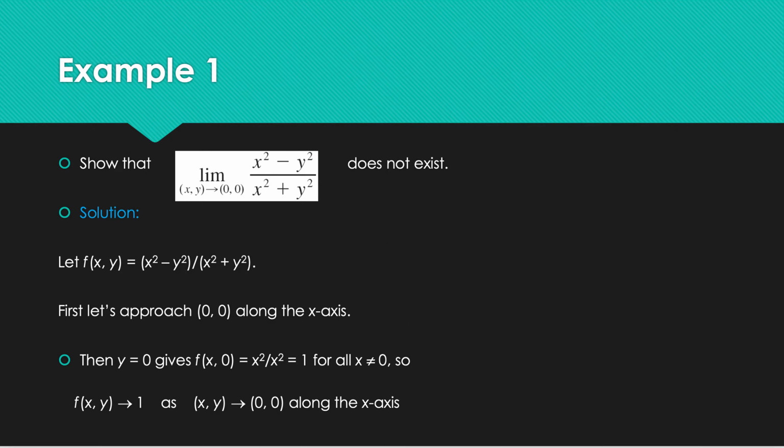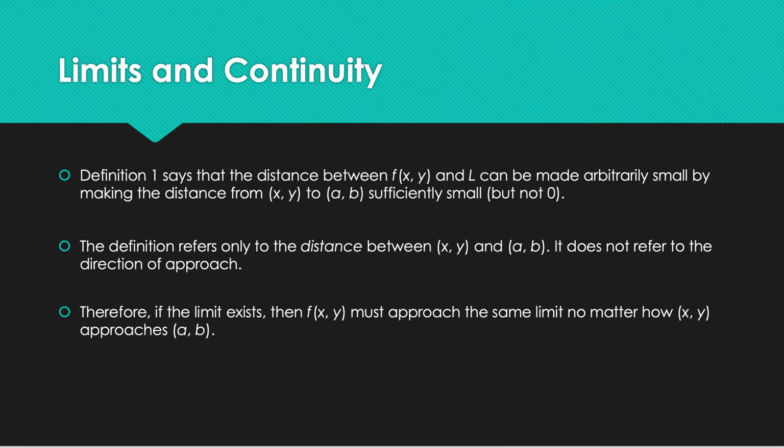It's another way of looking at the distance between points that are occurring between x and y and a and b. Notice that the definition itself doesn't refer to the direction of approach, so I have to know that it has to approach the same thing from both sides. And if the limit exists, it must approach the same limit no matter how x and y approach a and b.